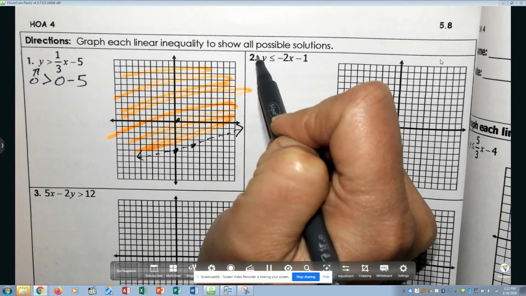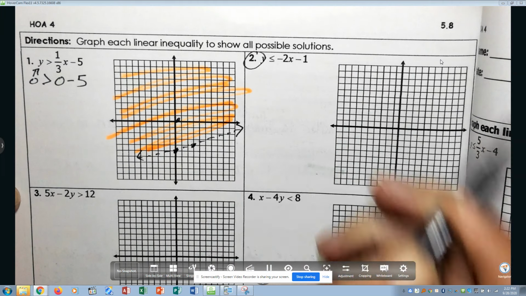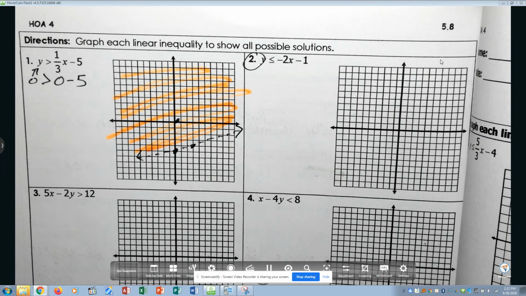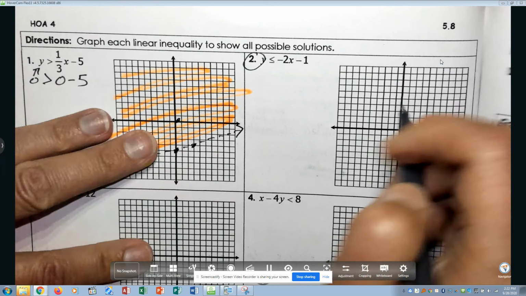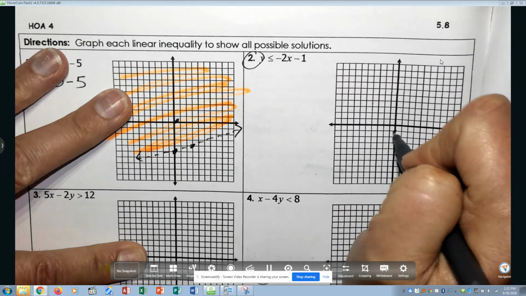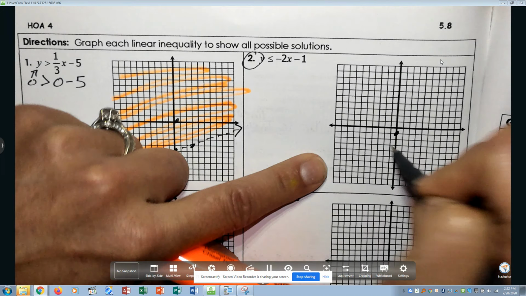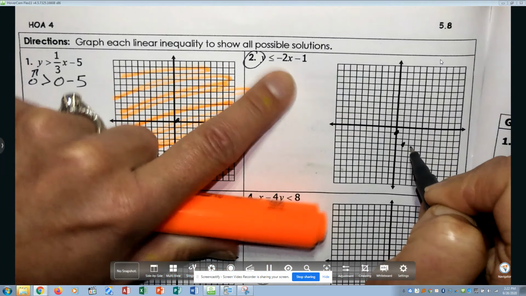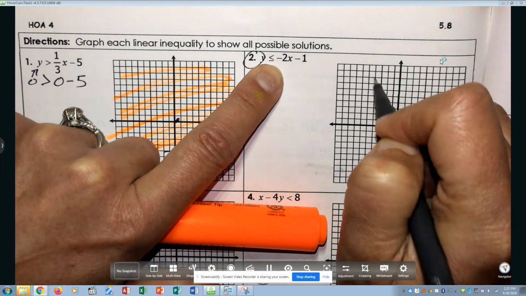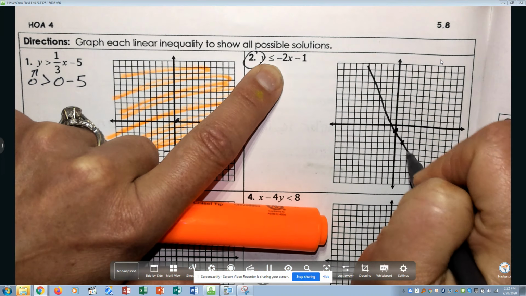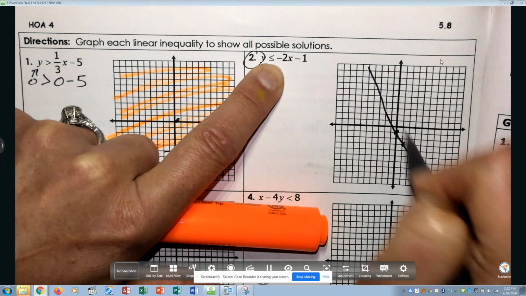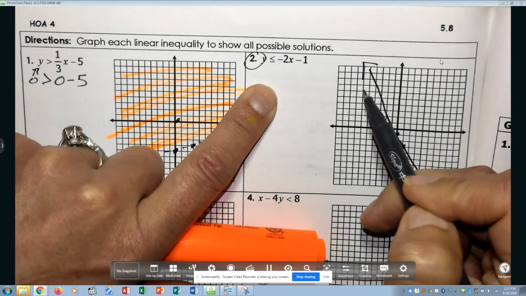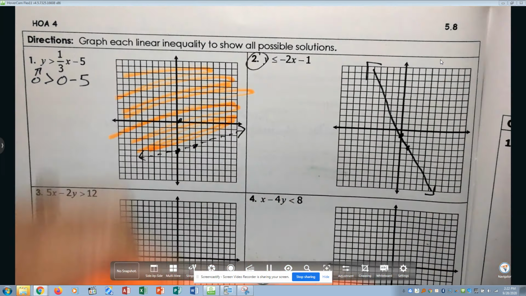So can you please do 2 for me right now? Okay, y-intercept is -1. Slope is -2, so down 2 over 1. Now this has an equal to sign here, so this is going to be a bold line. Now this is a less than symbol, so they said shade below the line, so we would shade on this side.